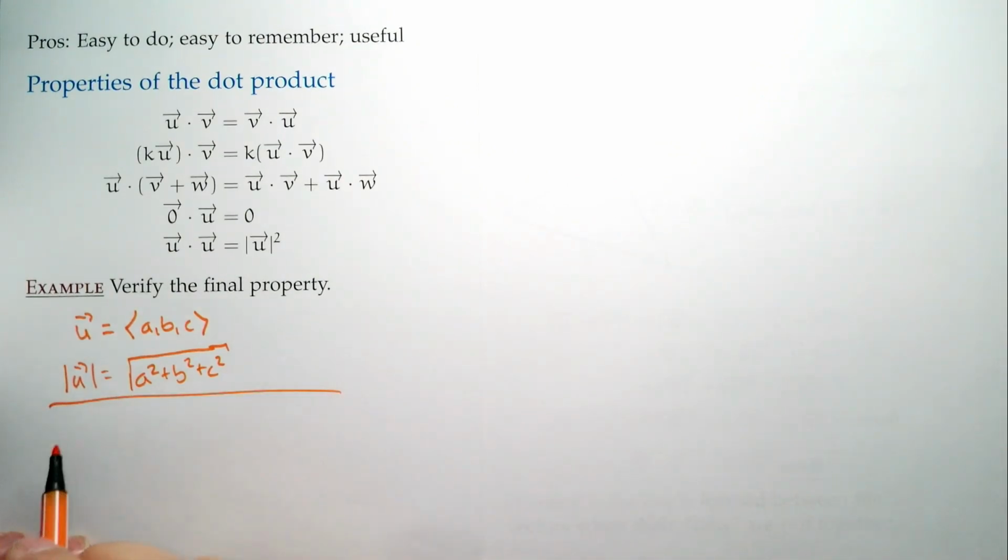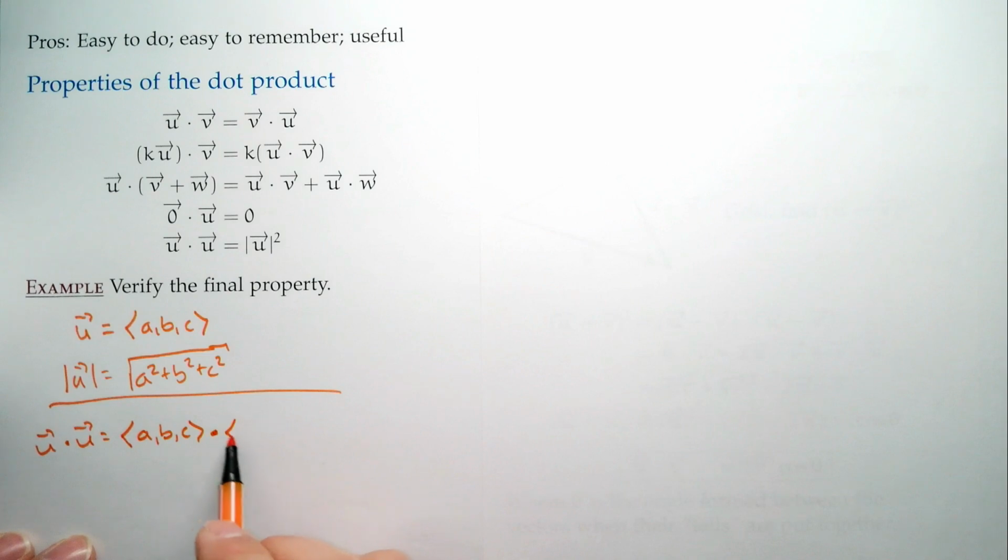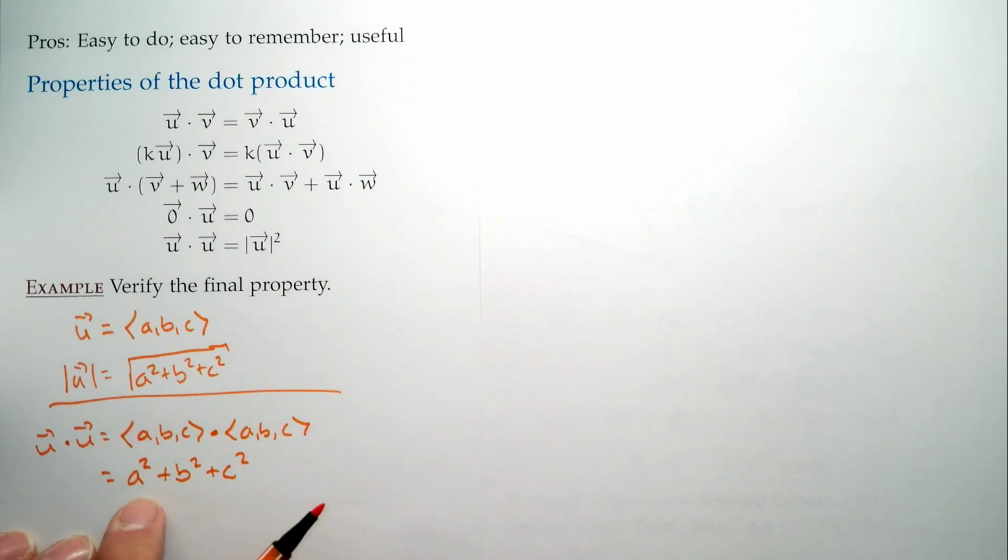Well, we do the computation. u dot u. That's the vector (a, b, c) dotted with (a, b, c). Now the rule for dot product: you multiply the first entries and add, that's a squared, multiply the second entries, that's b squared, and multiply the last entries, that's c squared. So you get a squared plus b squared plus c squared. And now we say, wait a second, a squared plus b squared plus c squared, that's what's underneath that square root. And therefore, that's the magnitude of u squared. Okay, so that's the verification.